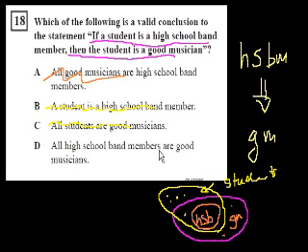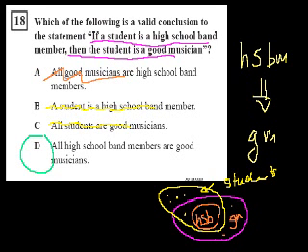All high school band members are good musicians. Well, let's look at this Venn diagram. That's almost like a restating of what they already told us. All high school band members have to be good musicians because they told us if you're in the high school band, then you're a good musician. So it's almost like repeating the same statement twice. But the answer is D.